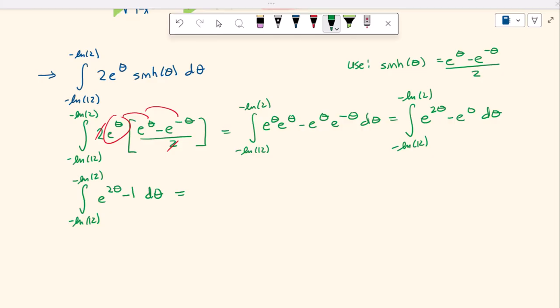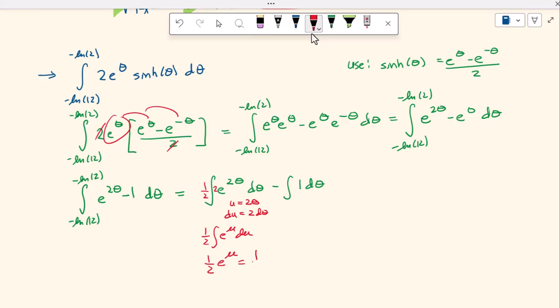I'd like to split this up into 2 integrals just to make it easy to work with. So this is going to be the integral of e to the 2 theta d theta minus the integral of 1 d theta. So for here I'm going to use u substitution, good old u sub. If u is 2 theta, du is 2 d theta. So I'd have to multiply by a 2 on the inside, compensate with the 1/2 on the outside, so I'd end up with 1/2 integral e to the u du. Well, the integral of e to the u is just e to the u, but in this case we know u is 2 theta. Now over here the integral of 1 is just going to be our variable theta. So this is my integral, 1/2 e to the 2 theta minus theta.